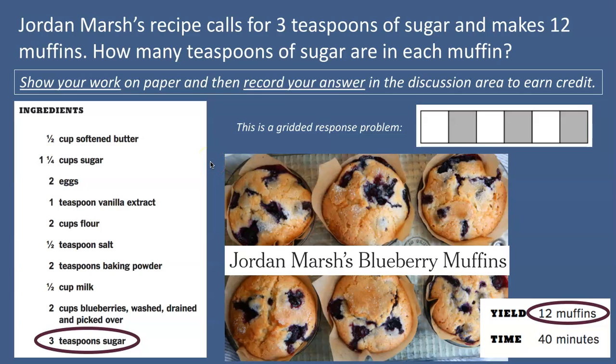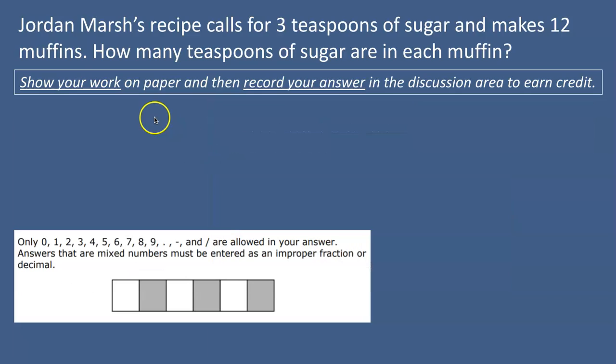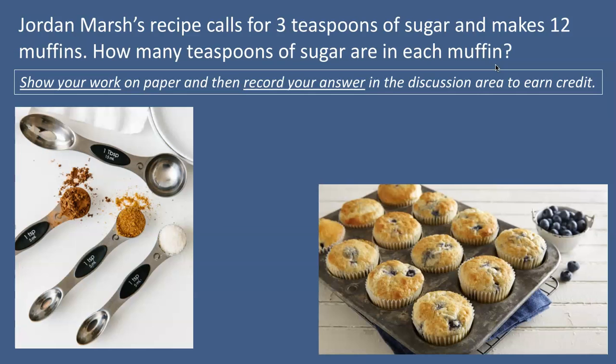This problem is about a blueberry muffin recipe. Jordan Marsh's recipe calls for 3 teaspoons of sugar and makes 12 muffins. How many teaspoons of sugar are in each muffin? So what I want you to do when you read a story problem is start picturing what is happening. I hope that you're picturing the muffins and the sugar.